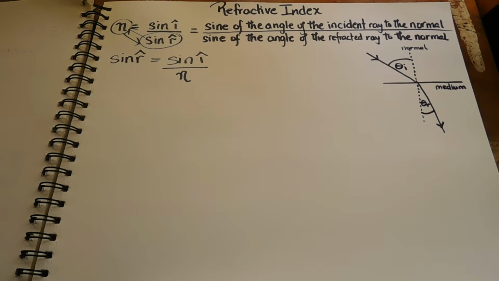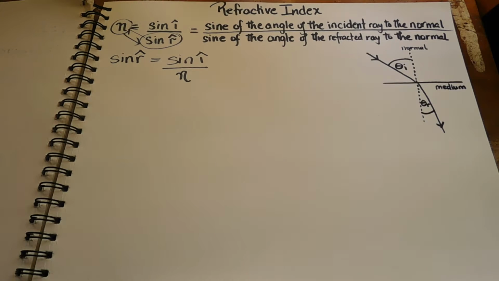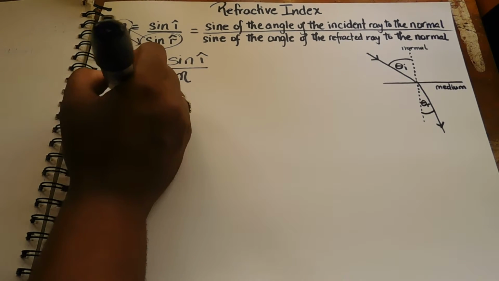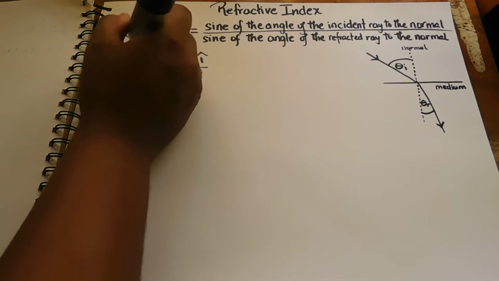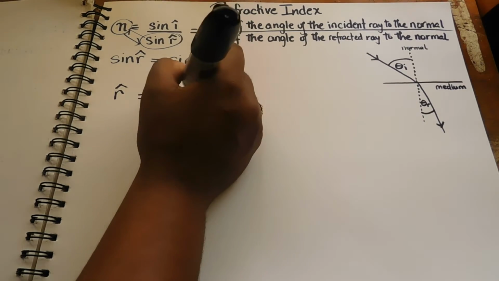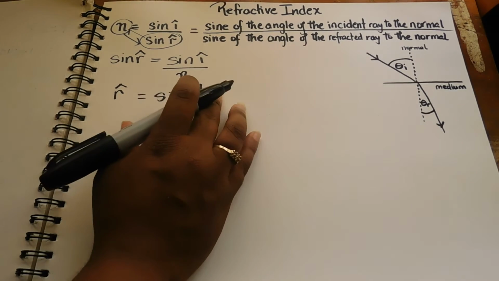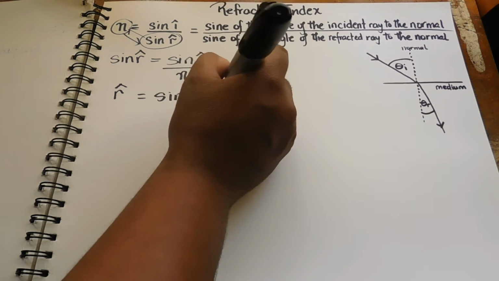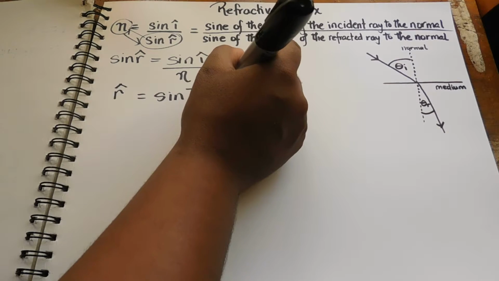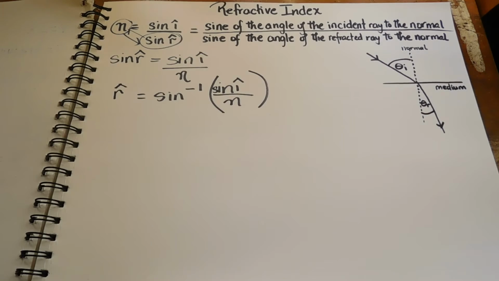But if you're looking for the angle of the refracted ray, you have to get rid of sine. To find that, you have to find the inverse of sine. So to find the angle R, we say sine -1, put all of this into a big old bracket, and you'll find your angle R.